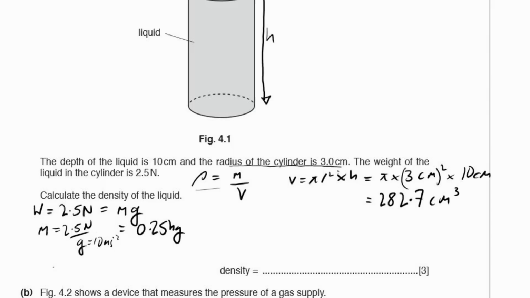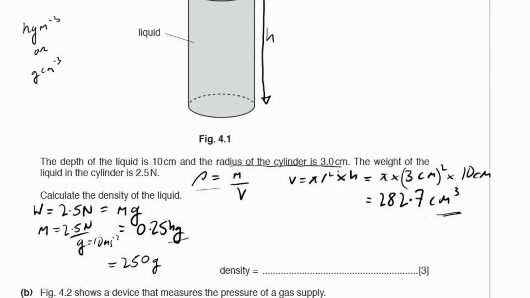Now, in general, whenever you're dealing with density, there's two possibilities. You're going to end up with something that has the units kilograms per meter cubed or grams per centimeter cubed. They're the two that tend to come up. Okay, so let's look at what we've got. We've got centimeters cubed over here and kilograms here. So let's change that to 250 grams.